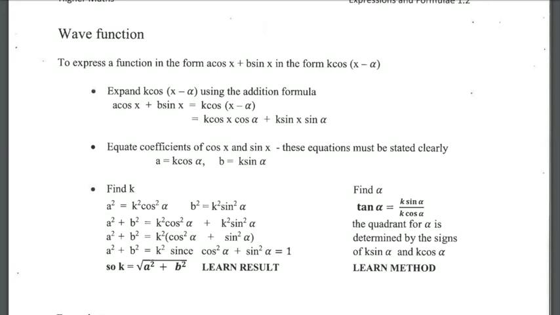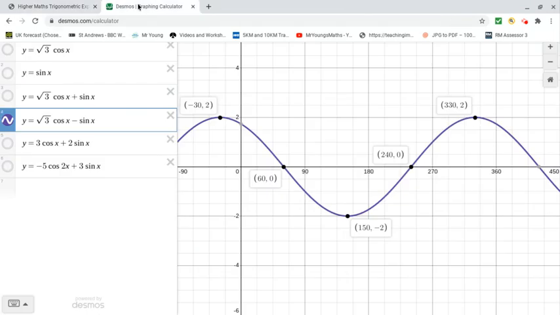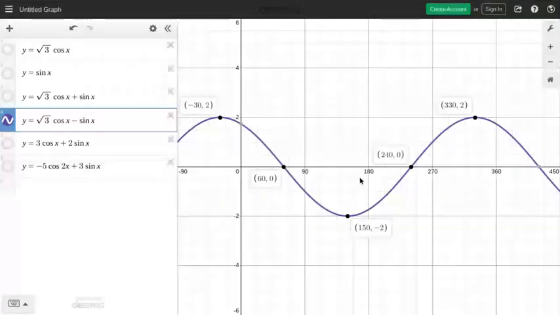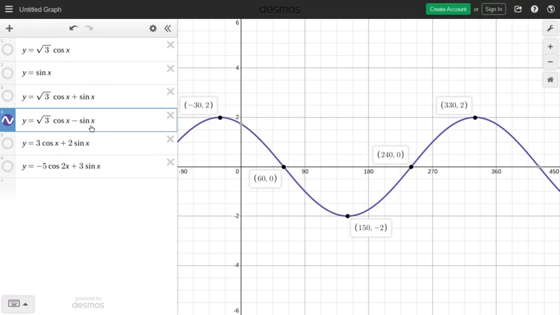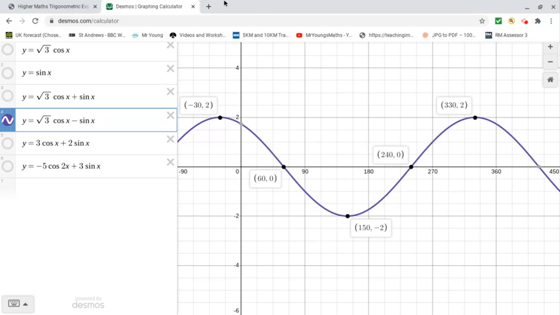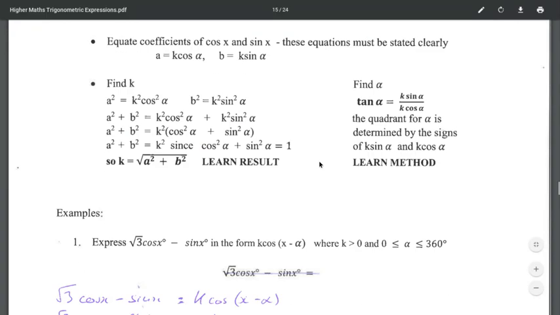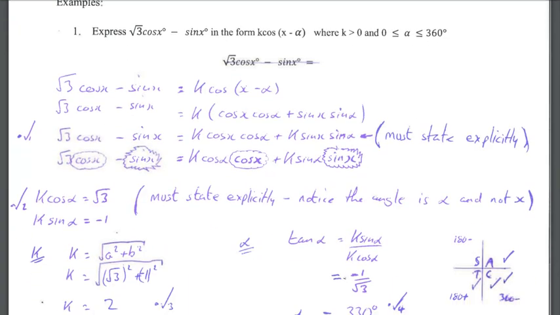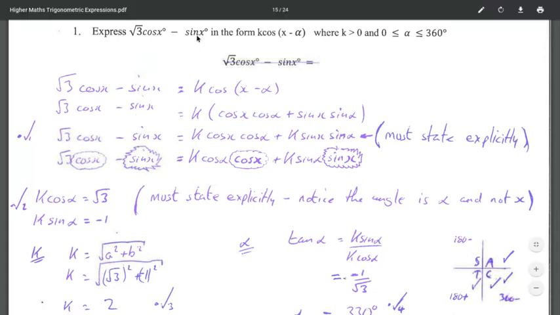So in the last video we looked at what happens if we add some sine and cosine waves together, and if we do we get a beautiful wave that can be written as a sine or cosine wave. So here we are doing root 3 cos x minus sine x, and we get this beautiful smooth wave that can be written as a sine wave or a cosine wave that has been stretched vertically and moved left or right by a certain amount of degrees. So today we're going to find out how to find the amplitude and the horizontal shift. So express root 3 cos x minus sine x in this form.